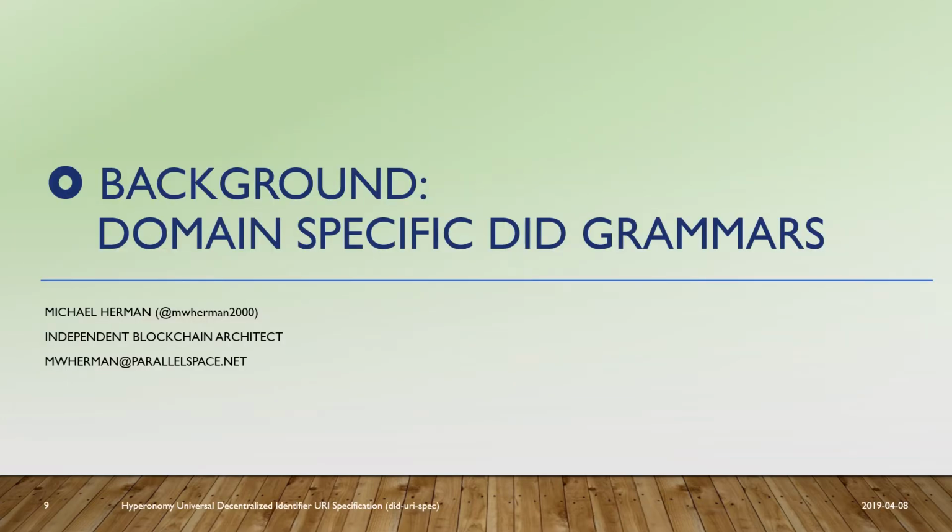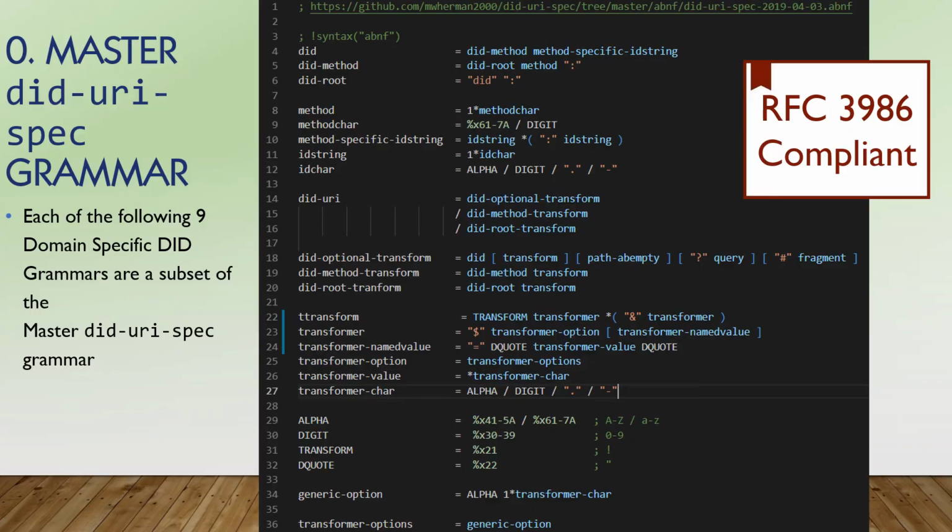Okay, so let's talk about domain-specific DID grammars. This is a build-up looking at a series, in total a series of 9 slides, 9 grammars. They're all subsets of this grammar. They're all subsets of the master did-uri-spec grammar. And the subsets are designed to cater to different needs.